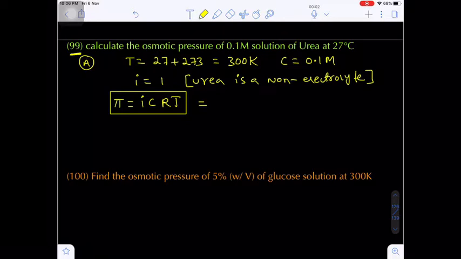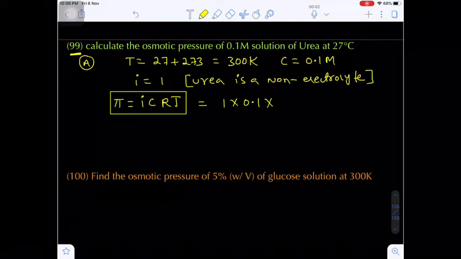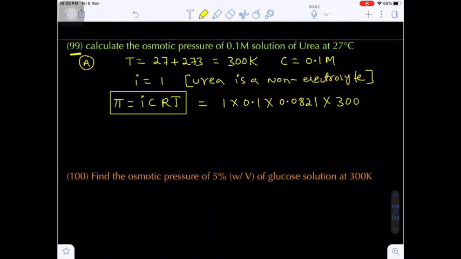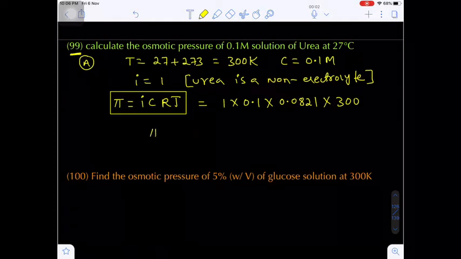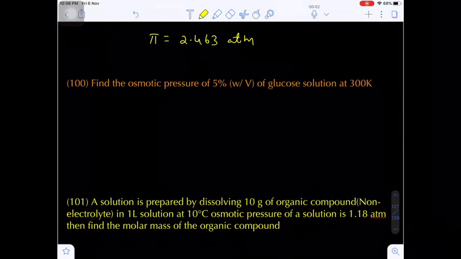Now iota value is unity, the concentration of the solution is 0.1 molar, here the concentration corresponds to molarity. R is the universal gas constant, here the solution constant, which is nothing but 0.0821 liter atmosphere mole inverse Kelvin inverse. And the temperature value given here is 300 Kelvin. So from here the osmotic pressure pi value is equal to 2.463 atm.